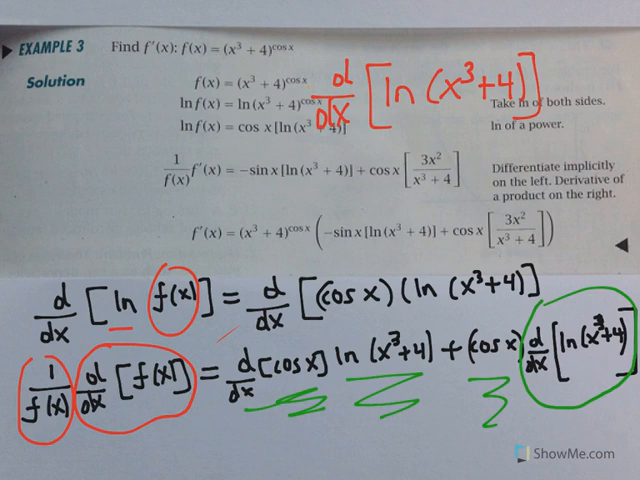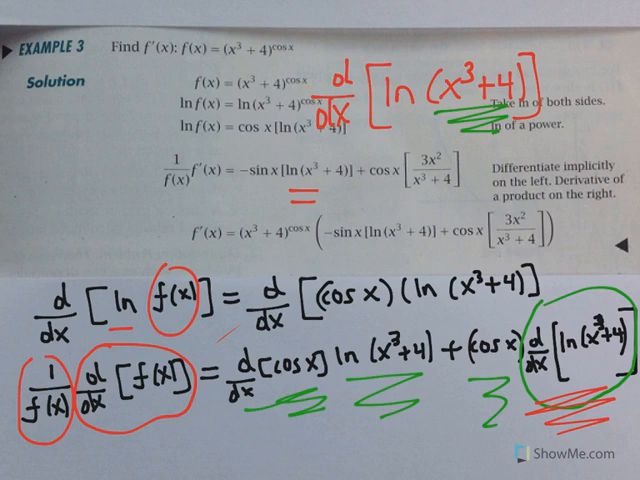And how is it that we get 3x squared over x cubed plus 4 from the derivative with respect to x of the natural log of x cubed plus 4? Let's take a look at that. You'll observe that we have a composition of two functions. The inside function is x cubed plus 4. The outside function is natural log. So to take the derivative here, you need to use the chain rule.